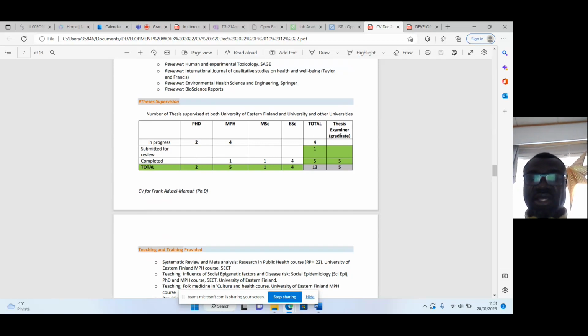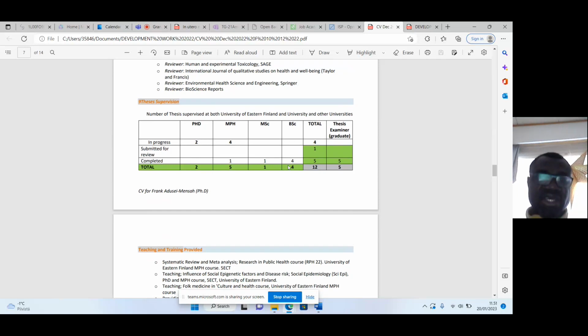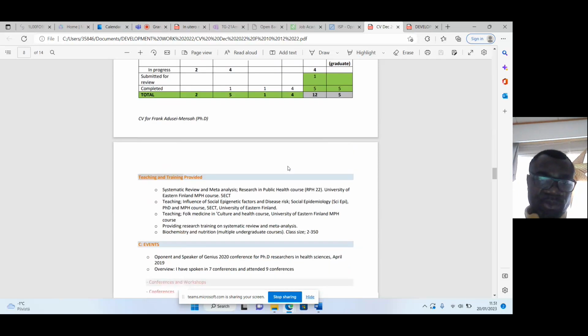And then, for instance, like thesis examiner, sometimes you are not a supervisor, but you are being asked to examine, to review a thesis, and then to grade it. And so you list them as well. So when a reviewer just takes your CV, they'll be able to have an idea of how relevant you will be, of how effective you will be in this current application.